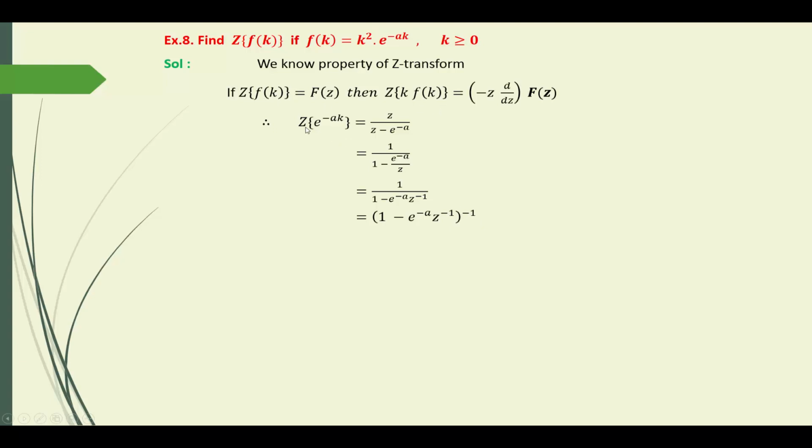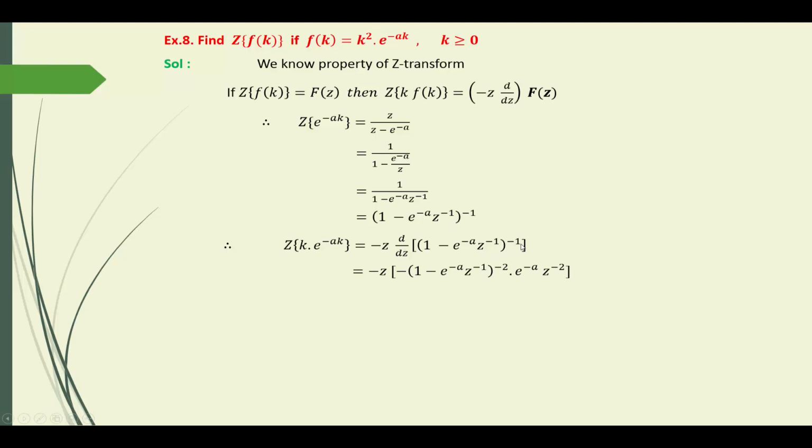Now use this property. The z transform of e raised to minus ak is this answer, capital F(z). Then the z transform of k into f(k) is, so the z transform of k into e raised to minus ak equals minus z into d by dz of capital F(z). Capital F(z) is 1 minus e raised to minus a z raised to minus 1, bracket raised to minus 1, equal to minus z.